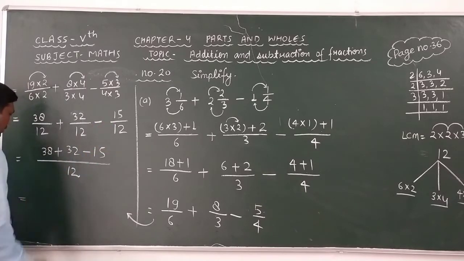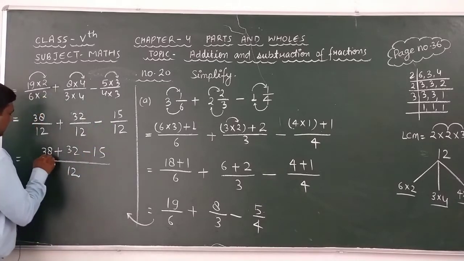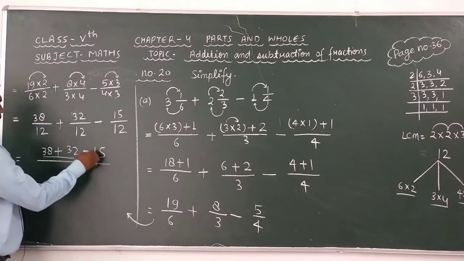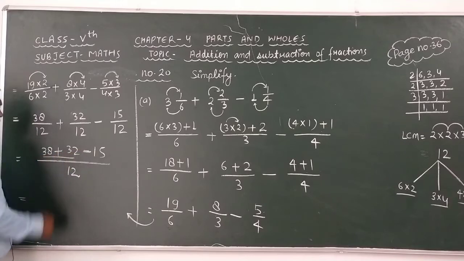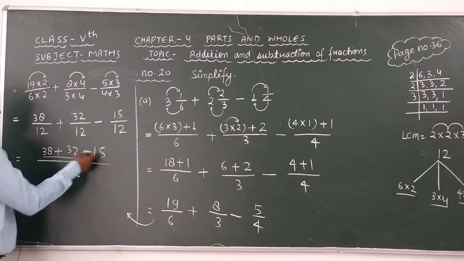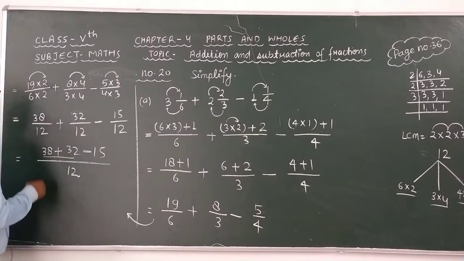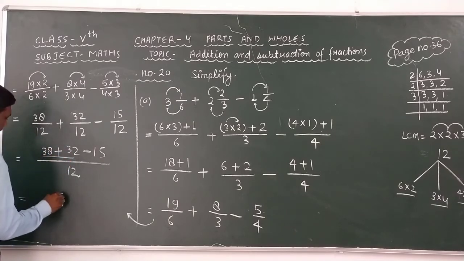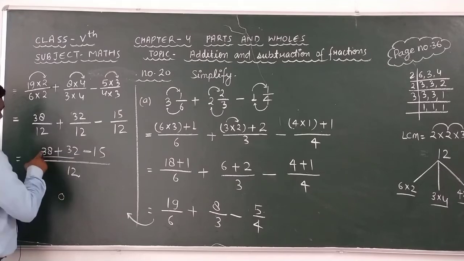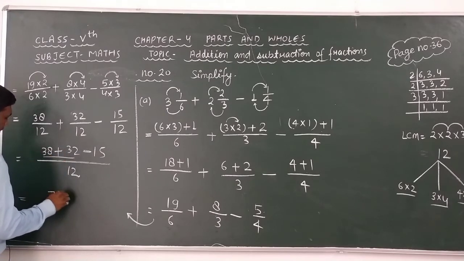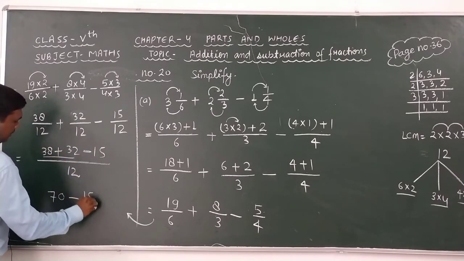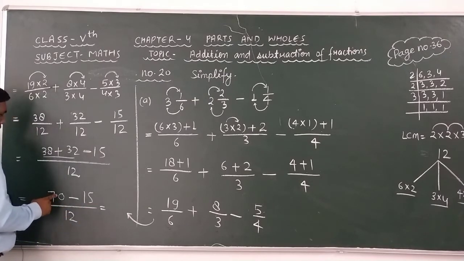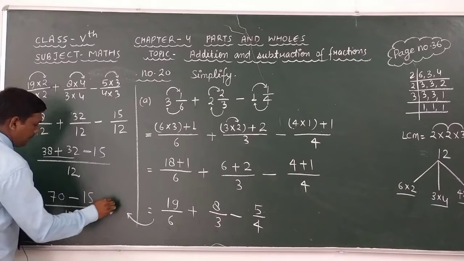Okay, firstly we have to add this and this, then 15 is subtracted from this result. Look at here carefully. 8 plus 2 is 10, 0 and carry 1, 3 plus 3 is 6, plus 1 is 7. So 70 minus 15 over 12.